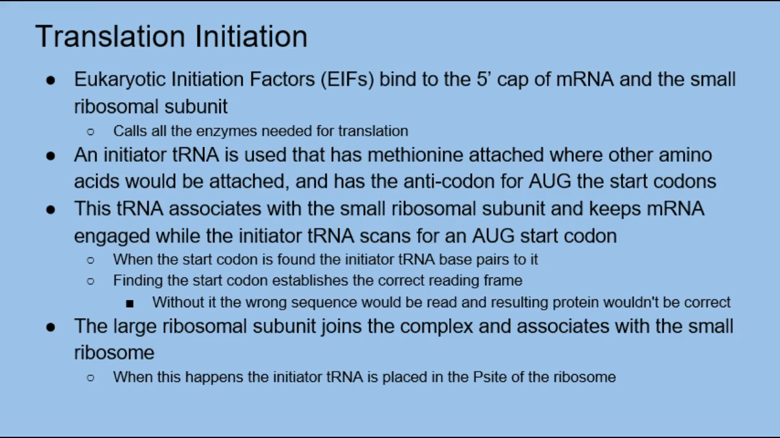When the start codon is found, the initiator tRNA base pairs to it. Finding the start codon establishes the correct reading frame. Without it, the wrong sequence would be read, and the resulting protein wouldn't be correct. The large ribosomal subunit joins the complex and associates with the small ribosome. When this happens, the initiator tRNA is placed in the P site of the ribosome.